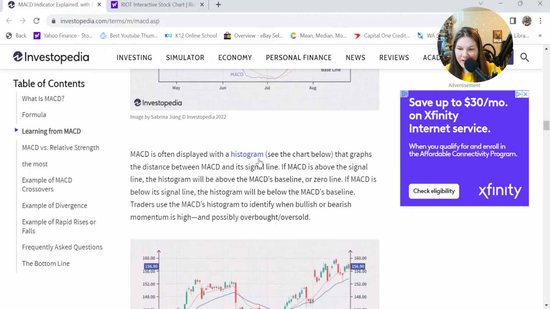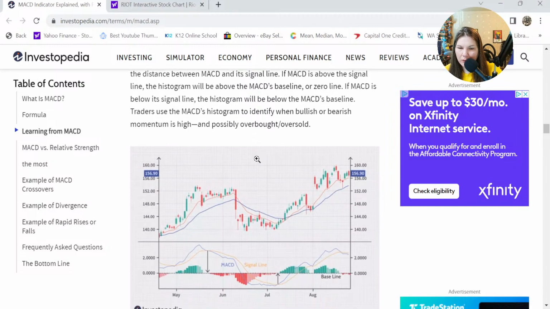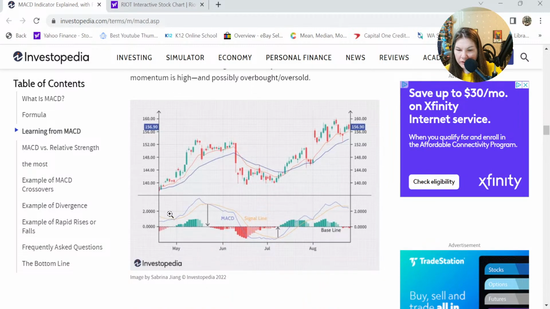MACD is often displayed with a histogram that graphs the distance between MACD and its signal line. If MACD is above the signal line, the histogram will be above the MACD's baseline or 0 line. If MACD is below its signal line, the histogram will be below the MACD's baseline. Traders use the MACD's histogram to identify when bullish or bearish momentum is high and possibly overbought or oversold. So, when it's above, they're up here. And when it drops below, they're down below. And when it goes back up above, it's up above. See, these are the histograms right here.